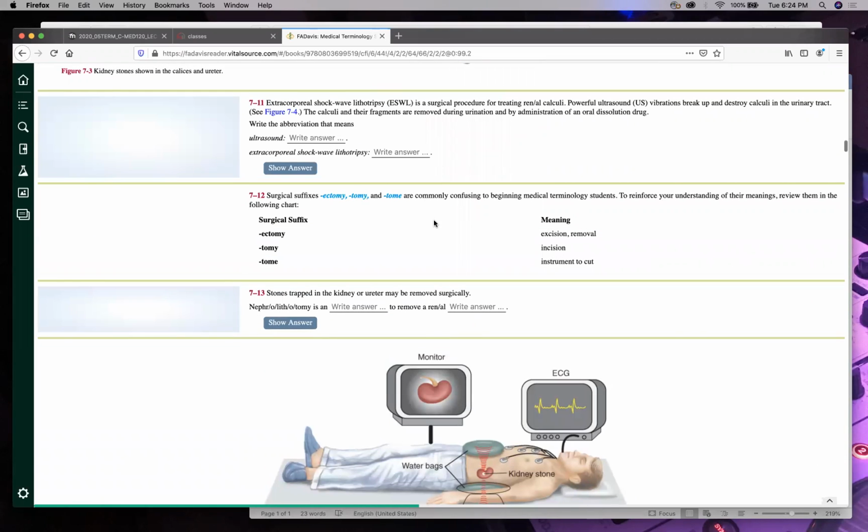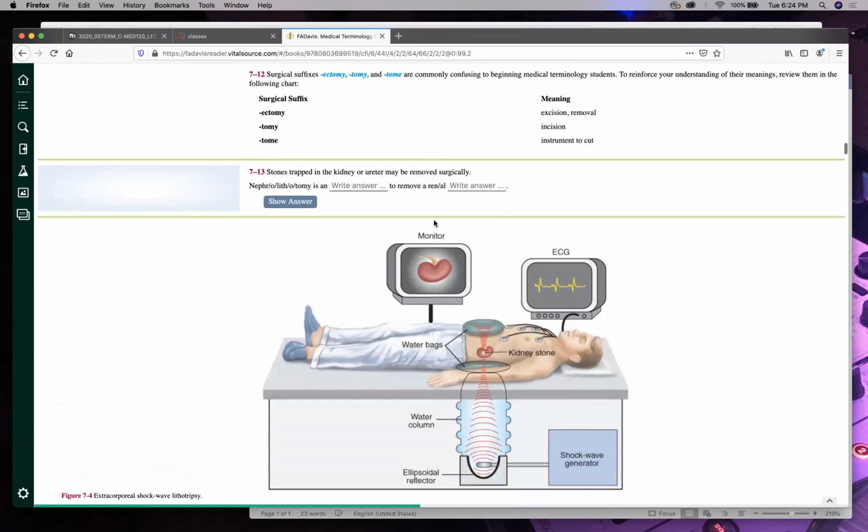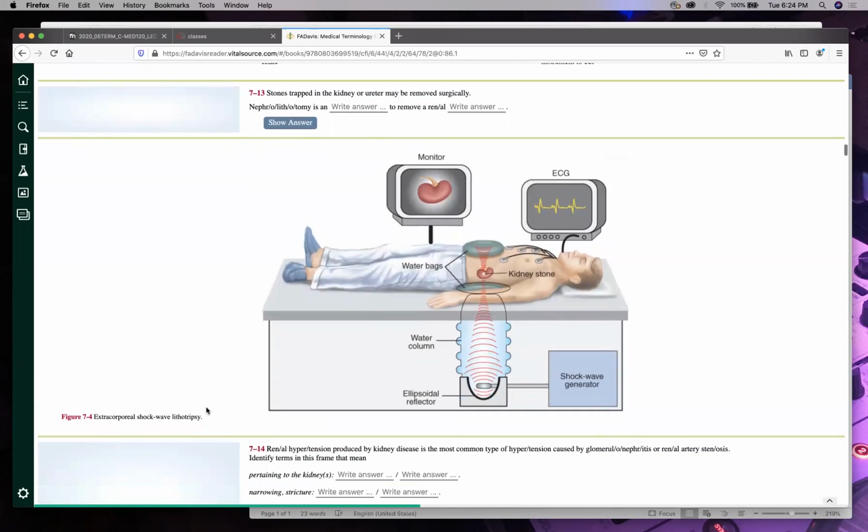ESWL, or extracorporeal shockwave lithotripsy. Say that eight times fast. But when you break it down, it's not too hard. Extra means out. Corpo means your body. So pertaining to out of your body, they take shock waves. And what are they doing to the kidney stones? Litho, which is stone. Tripsy is the process of breaking down the stone.